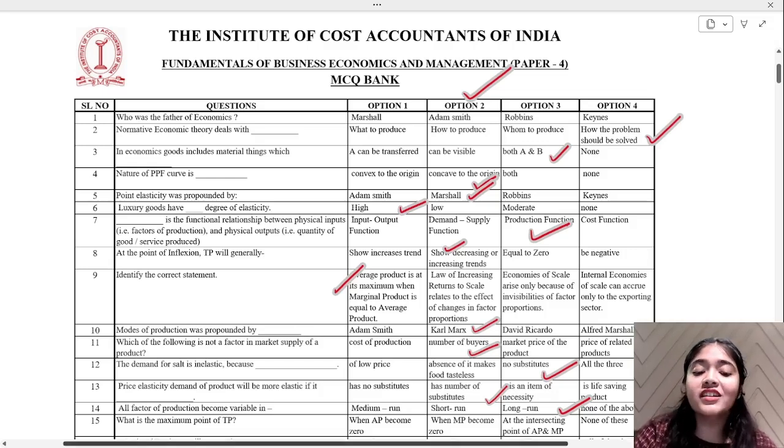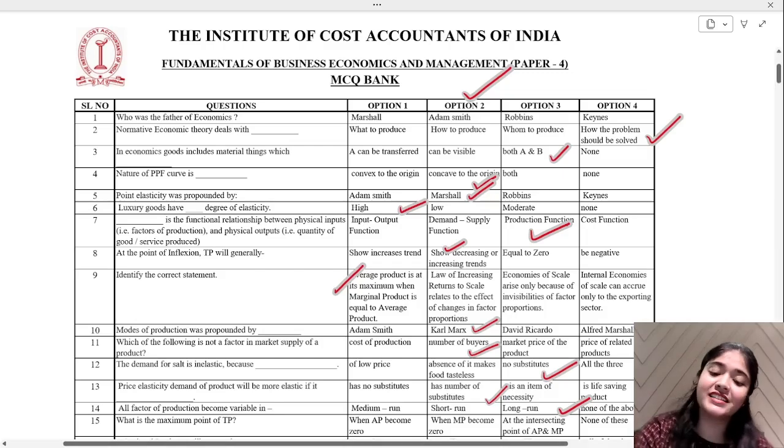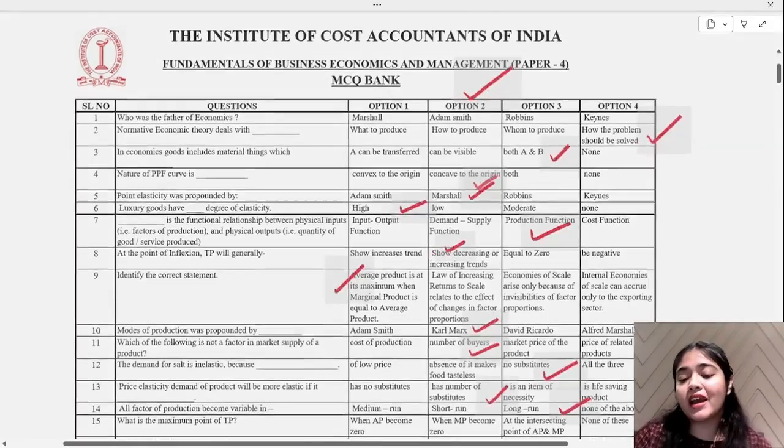Okay. What is the maximum point of TP? Well, the first option given is when AP becomes zero, average product becomes zero, when MP, marginal product, becomes zero, at the intersecting point of AP and MP, or none of this. What do you think is the correct one? Yes, that's correct. When MP becomes zero.